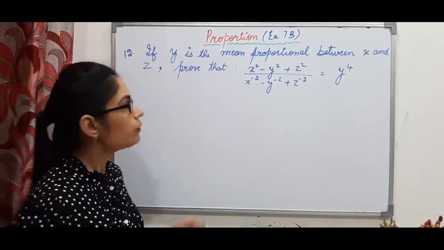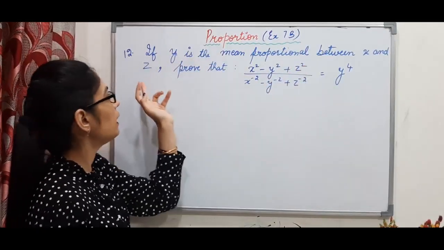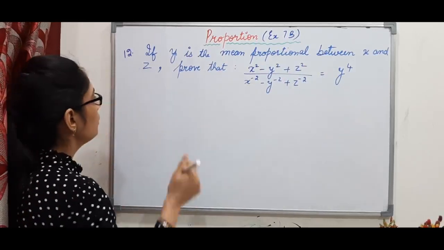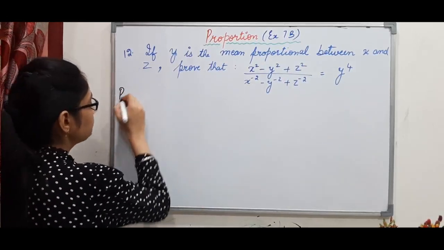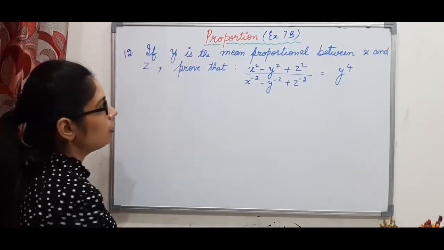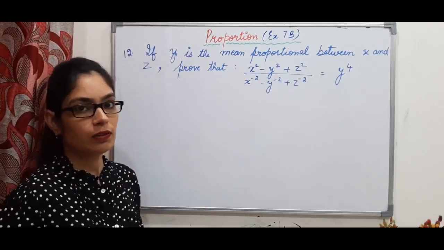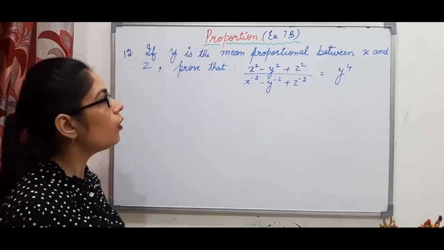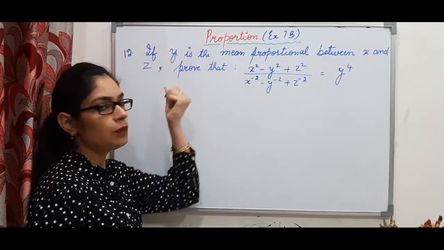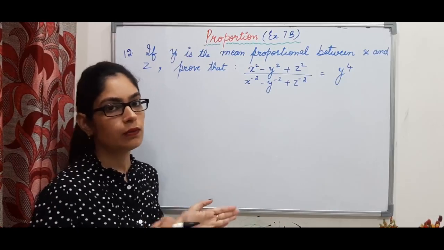In 12th question, it's given, if y is the mean proportional between x and z, prove that this is equal to this. See, let's start from the given things, and this question, you also try along with me, because I feel now the concept is very much clear. In almost all the questions, given thing is that this thing is the mean proportional between. So only one thing we are using, that b square is equals to ac.